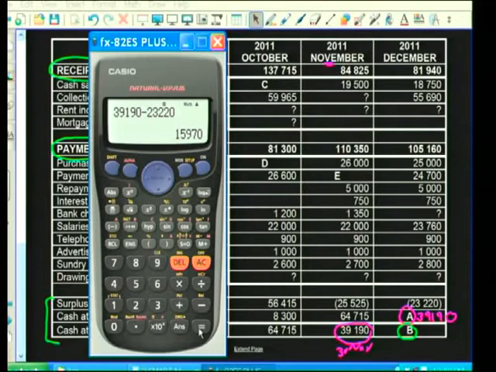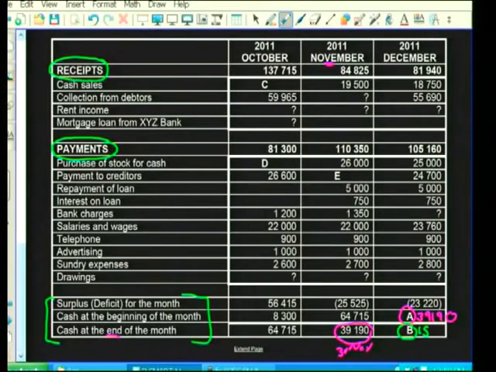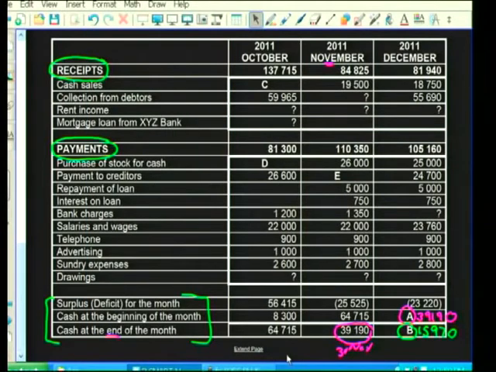So let's fill that amount in. Okay, and it's an amount of, guys, 15,970. Let's double check that. Yep, 15,970. Okay, so we've done A and we've done B. Let's now find C. There we go, there's our C, cash sales, and it's for the month of October. So they want us to calculate what is the cash sales for the month of October.